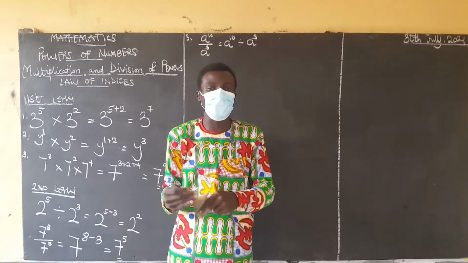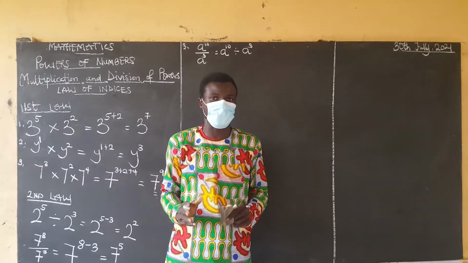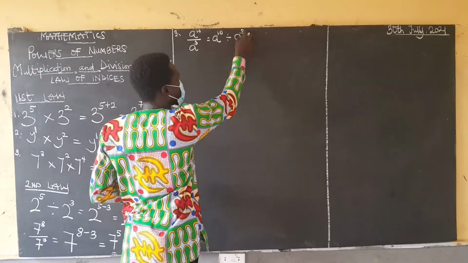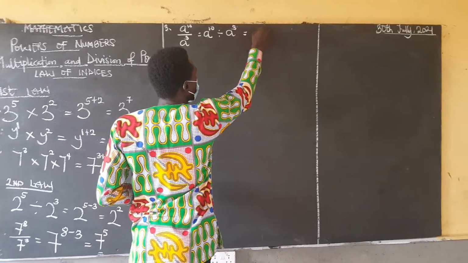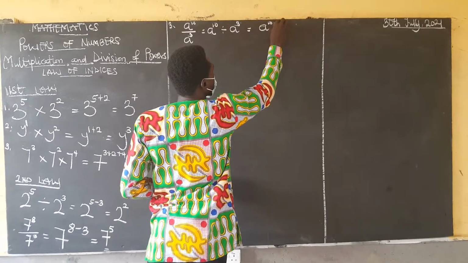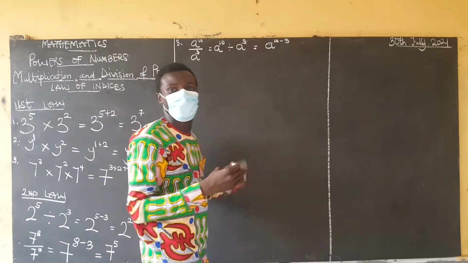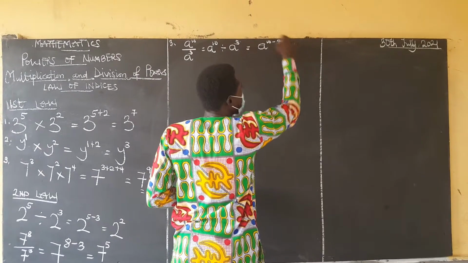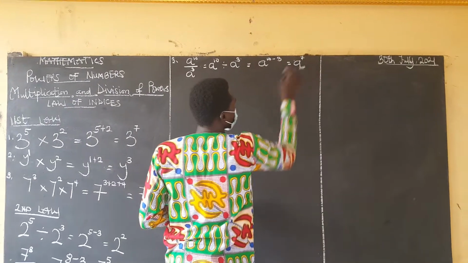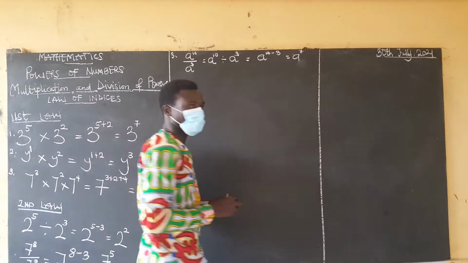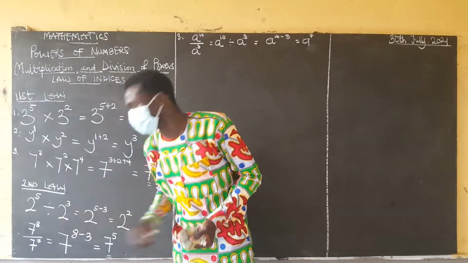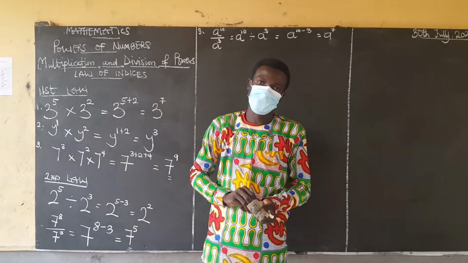If you are dividing and this is the base, these are the base and these are the powers. Because the bases are the same, we pick one base, then we subtract the powers. So 10 minus 3. This is going to give me 7. So this will give me A raised to the power 7 as my final answer. So the second law says if you are dividing and the bases are the same, subtract the powers.